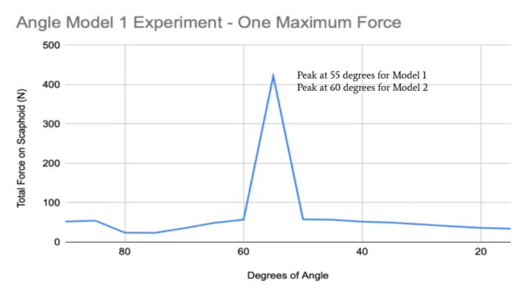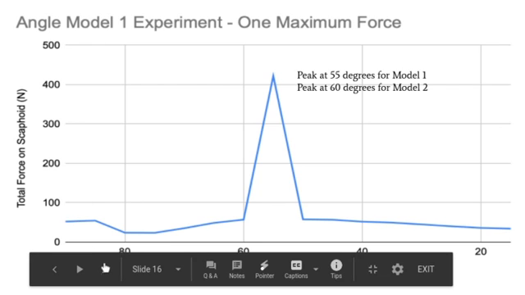For Model 2, the one maximum force on the scaffold increased in magnitude from 90 degrees up to 60 degrees and then decreased in magnitude from 60 degrees back down to 20 degrees. The maximum force peak for Model 2 was 60 degrees.